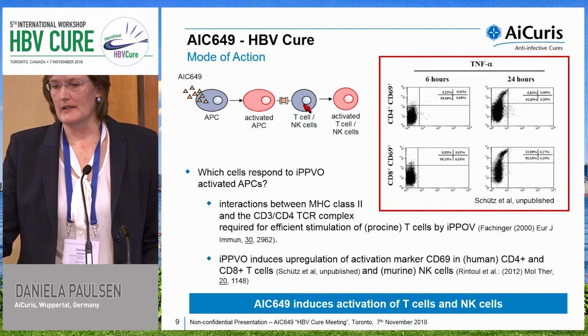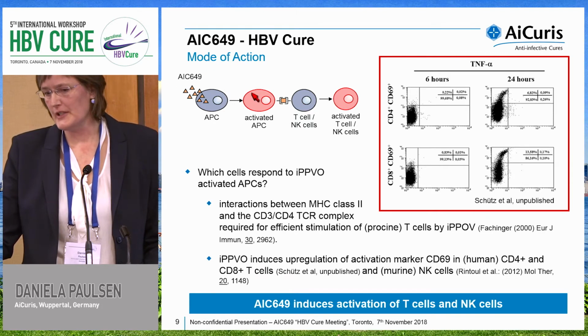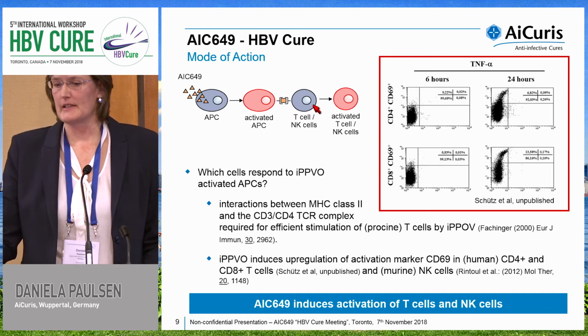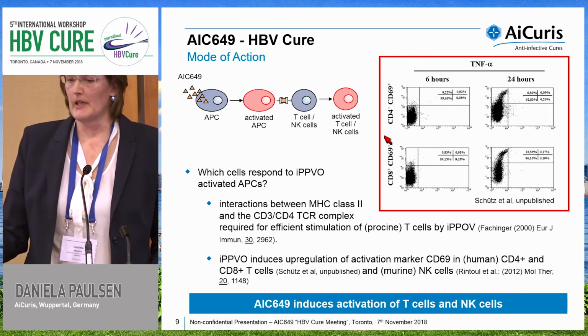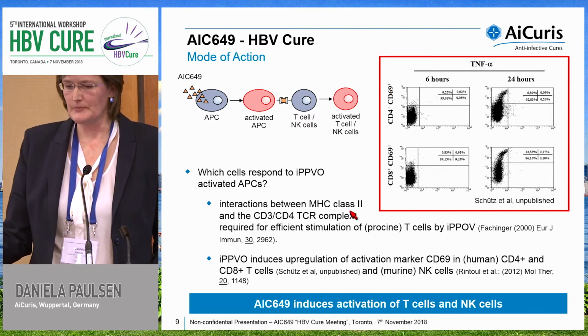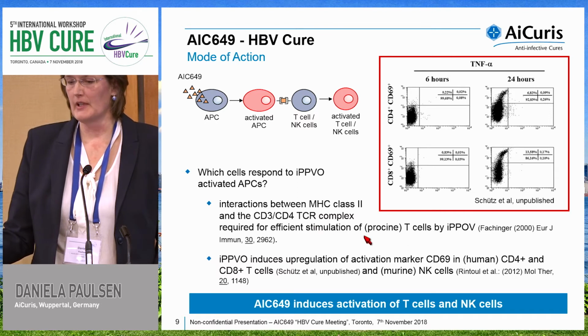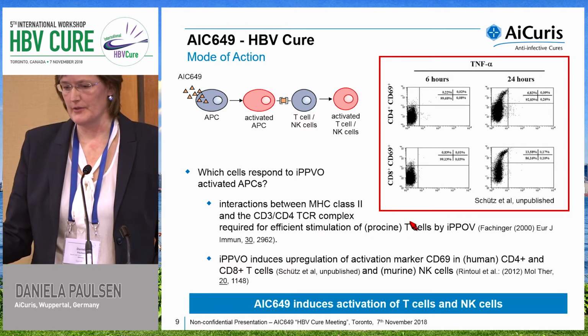So then, having initiated the whole cascade, what happens next is that T cells and NK cells are activated. You clearly can see that here, for example, for CD8 as well as for CD4 cells, 6 hours, 12 hours after stimulation, you see an increase in activation cell markers, for example CD69. And the interaction of MHC class 2 with the CD3, CD4, TCR complex seems to be necessary for that stimulation.